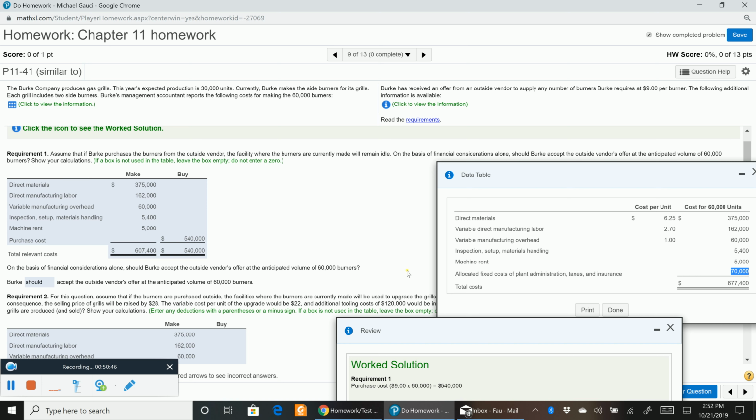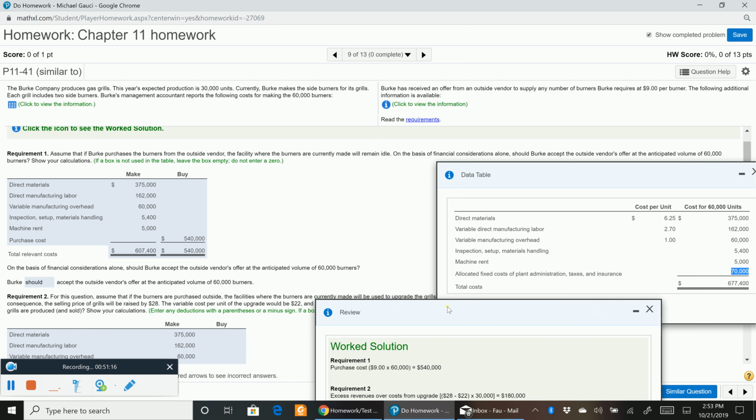So $677,400 is our total cost to make the 30,000 gas grills and 60,000 side burners. Now, Burke received an offer from an outside vendor to supply the side burners for $9 per burner. And so the company, Burke, needs to decide: should I buy them outright or should I make them myself?